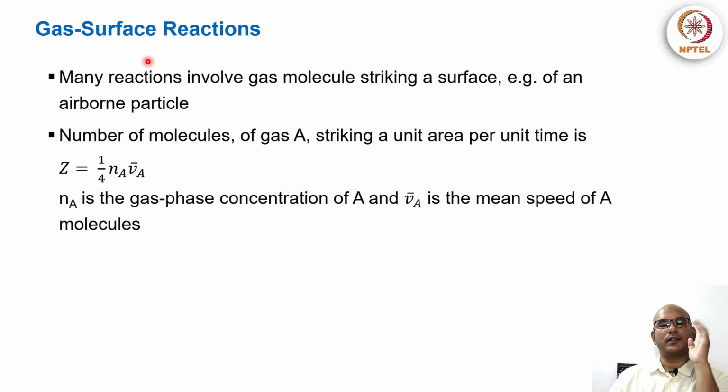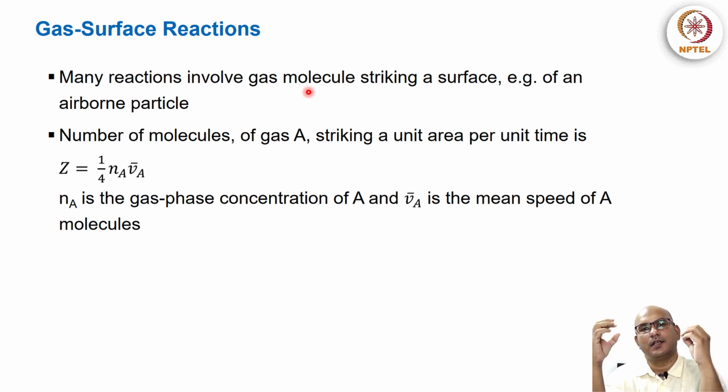So, now we have looked at the basics of what is required for a chemical reaction to occur. We will touch upon gas-surface reactions because these are also important for our indoor surfaces. Many reactions will involve a gas molecule striking a surface. For example, in air, the gas molecule is striking an airborne particle, an airborne aerosol.